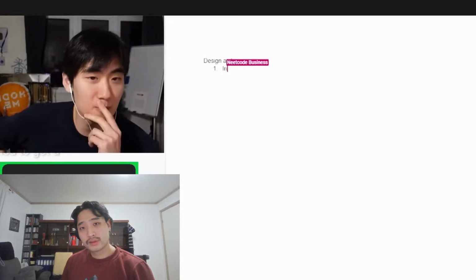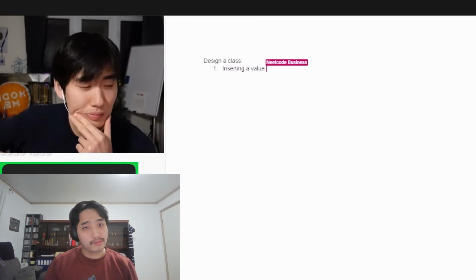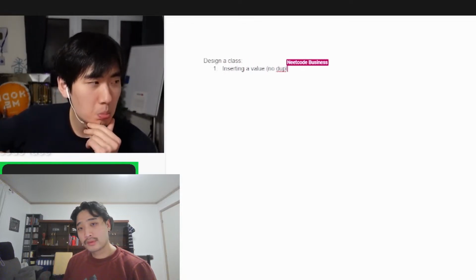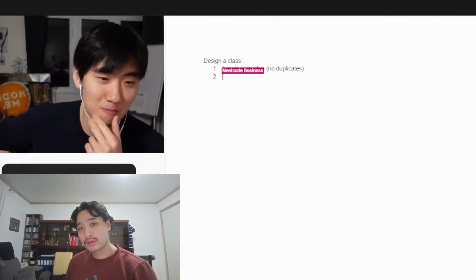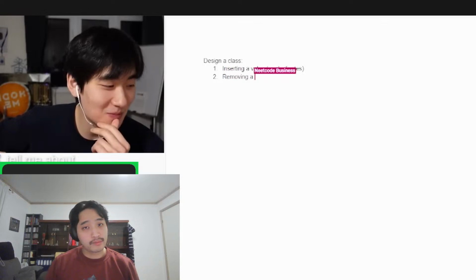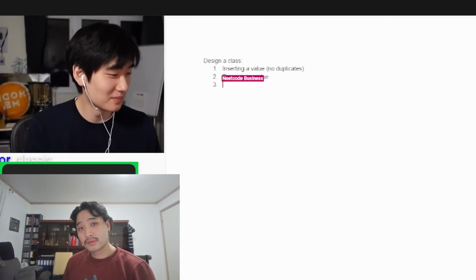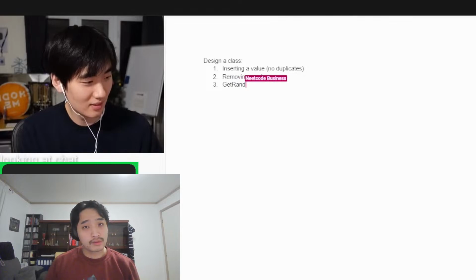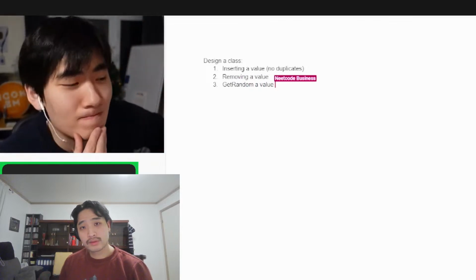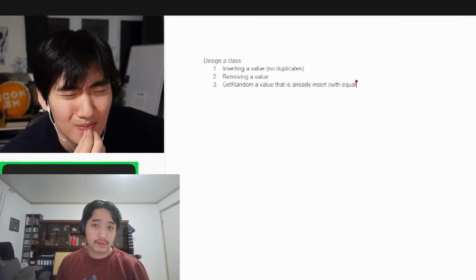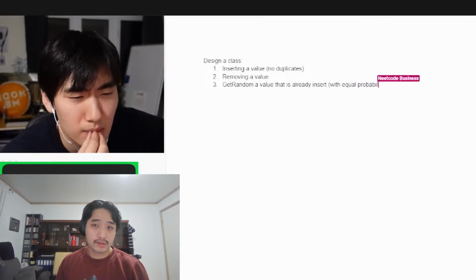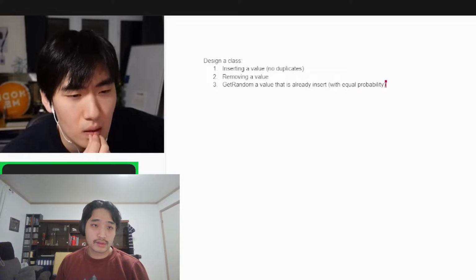So the first operation is inserting a value. And you can assume that there's no duplicates allowed. So you might be given a duplicate, but you don't want to actually store the duplicate. The second thing is removing a value from this class. And where it gets interesting is I want you to be able to get a random value that is already inserted. And among the values that are inserted, I want it to be of equal probability. So just these three operations.